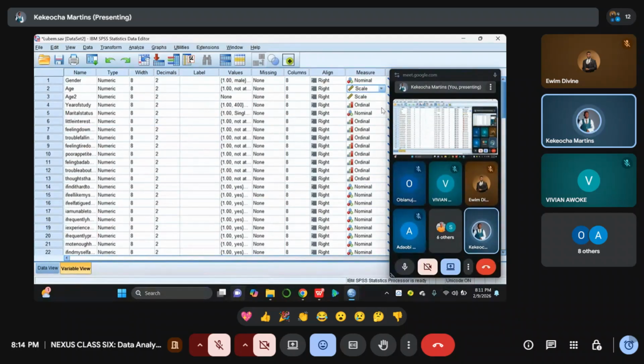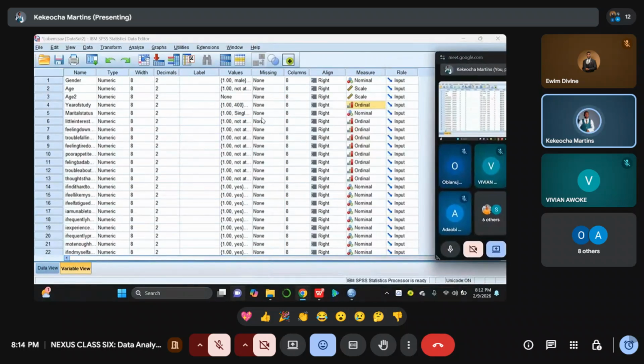Going over to year of study, you have ordinal. Under this year of study, we saw fourth year, fifth year, and sixth year. And you know, sixth year is higher than fifth year, which is higher than fourth year. So there is a ranking. So now you have to choose ordinal as your scale of measurement, your level of measurement. So that is what you do under this particular place. So that is for the variable view.